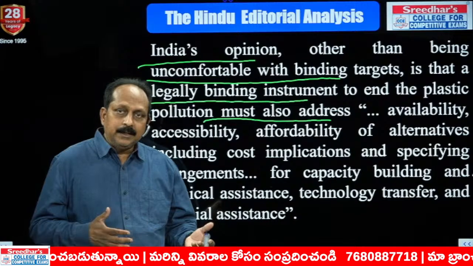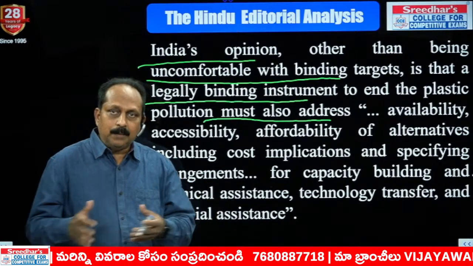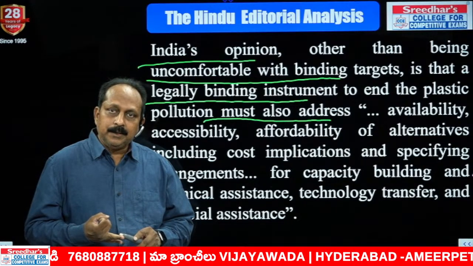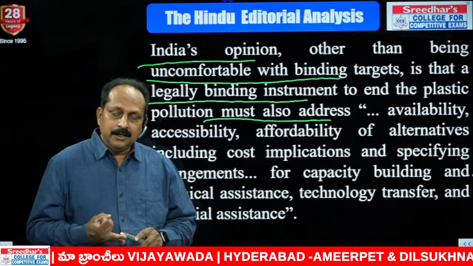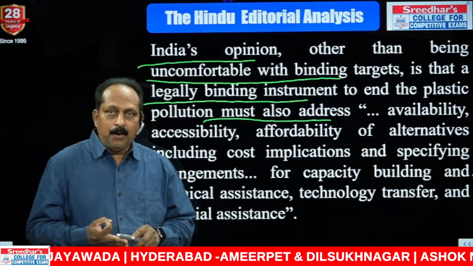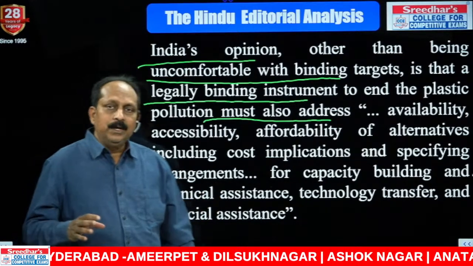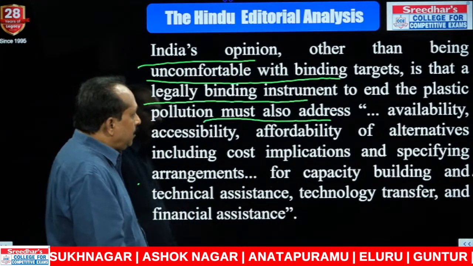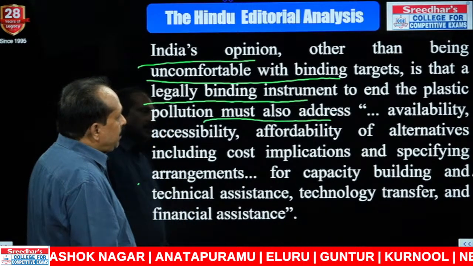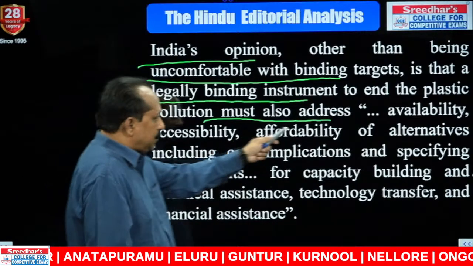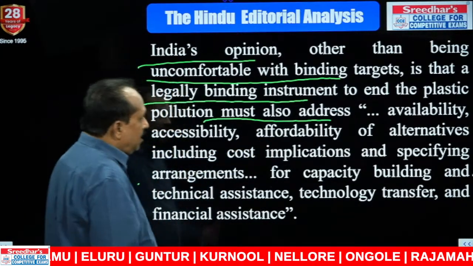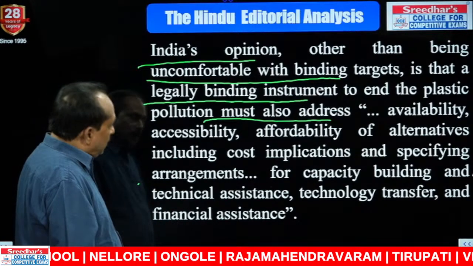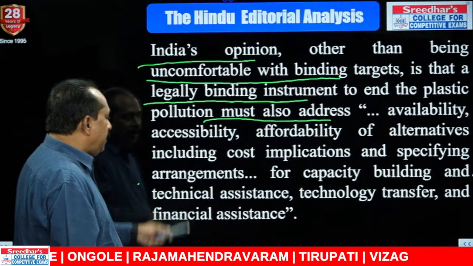When we talk about the alternative, that means don't use plastic, use something else. We need to have the technology. We need to have the investment ability, the financial capacity, and we should be able to make it affordable. Usually, these go with developed countries, affluent countries. Based on that, India's stand is that a legally binding instrument to end the plastic pollution must also address certain problems. What are the problems? Availability, accessibility, affordability of alternatives, including cost implications and specifying arrangements.